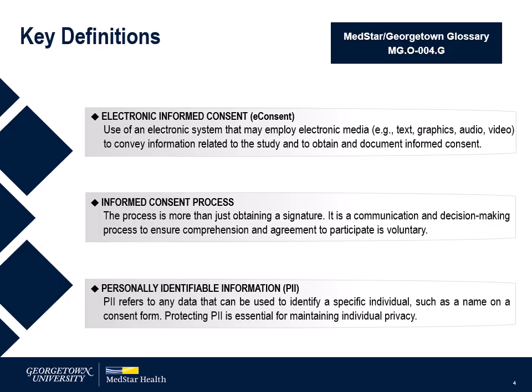Personally identifiable information, also known as PII, refers to any data that can be used to identify a specific individual, such as a name on a consent form. Protecting PII is essential for maintaining individual privacy.